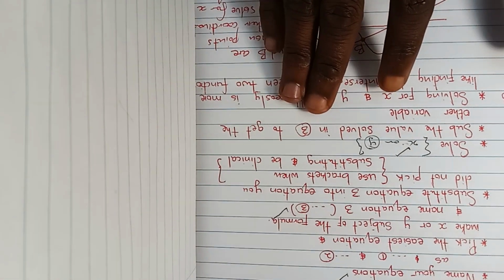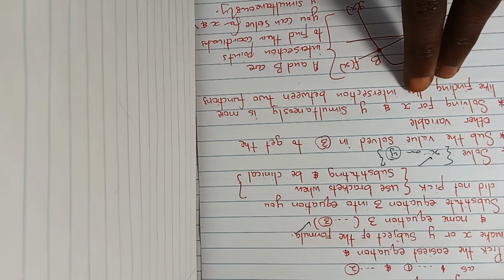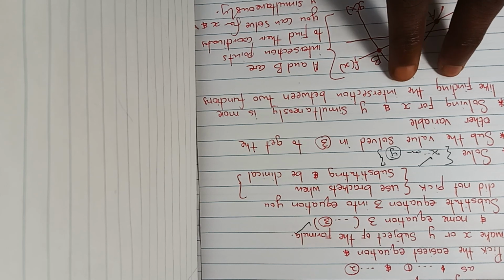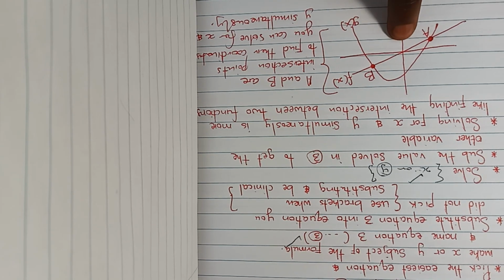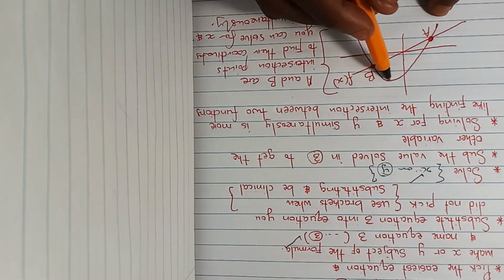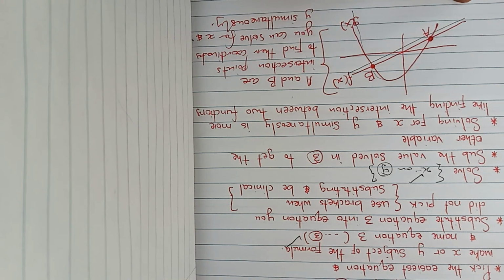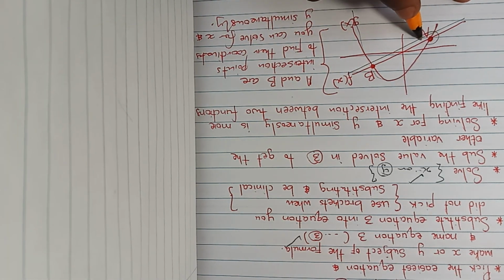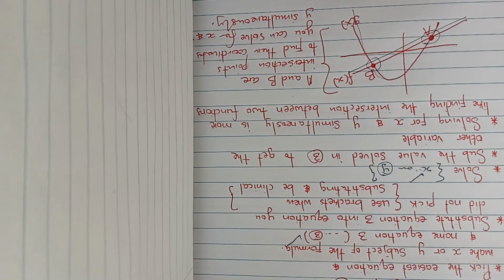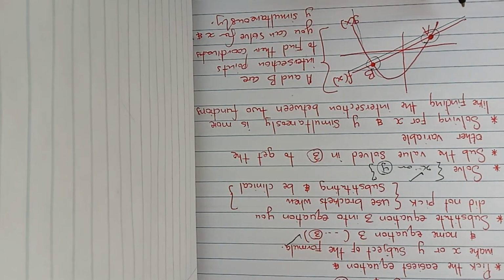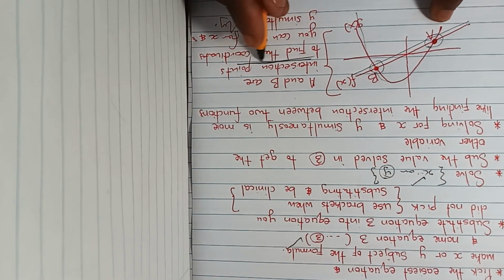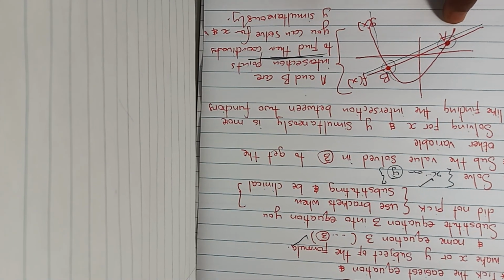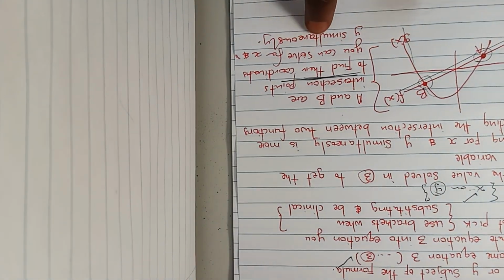Many people solve for x and y simultaneously, but they don't know what they're solving. Solving for x and y simultaneously is more like finding the intersection between two functions. Here is an illustration. Let's say you have a hyperbola function and then you have a straight line function. If you look at point A and point B, that's where the straight line and parabola meet. These two points are called the intersection points. And to find them, you solve for x and y simultaneously.